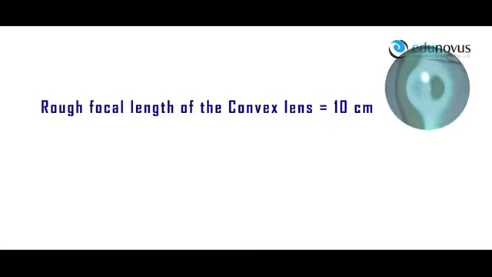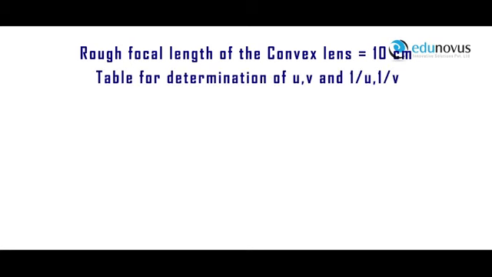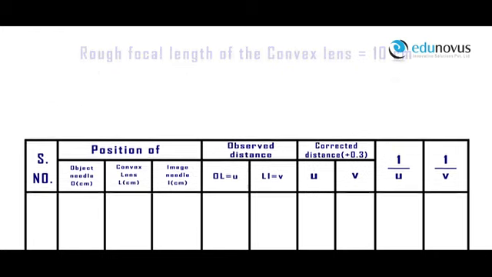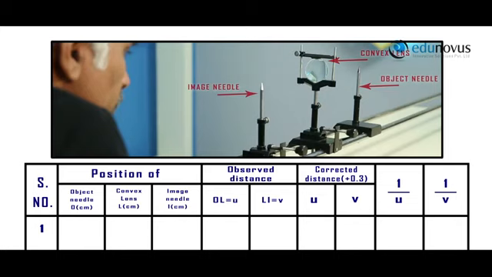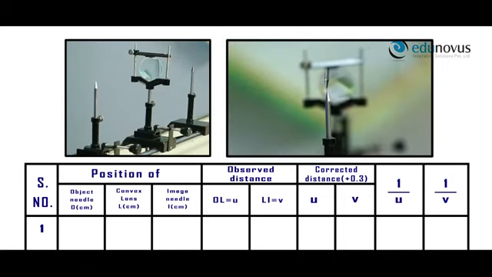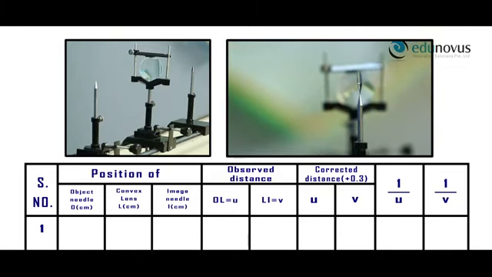The rough focal length of the convex lens used in this experiment is 10 centimeters. Table for determination of U, V and 1 by U, 1 by V. Observation table. Object needle O. In the first arrangement, when the object needle, convex lens and the image needle are placed on the optical bench, then the inverted image of the object needle without any parallax was formed on the tip of the image needle.